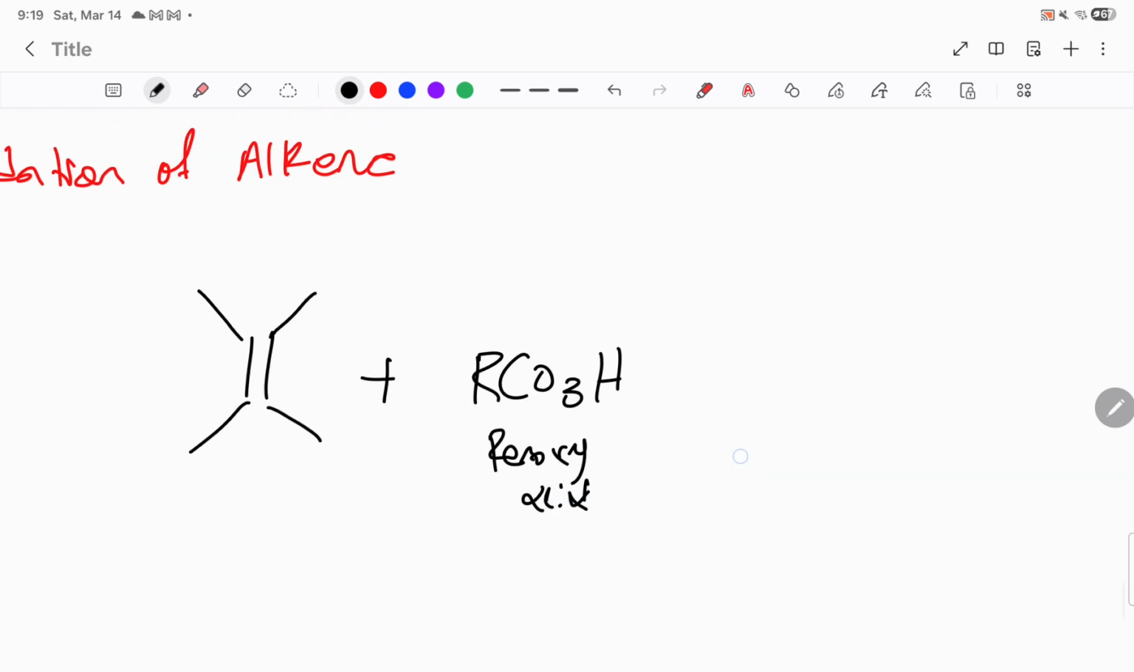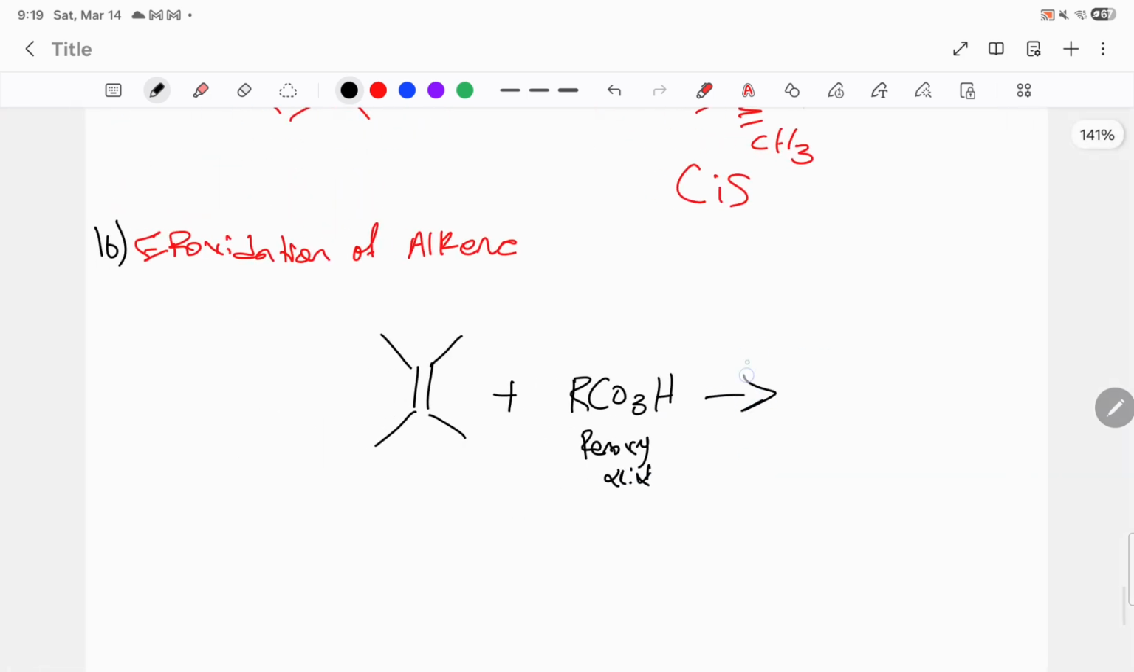It gets me a couple of things. One is it gets me a regular acid, and it gets me an epoxide. That's my epoxide. The solvent of this reaction is dichloromethane, or CH2Cl2.